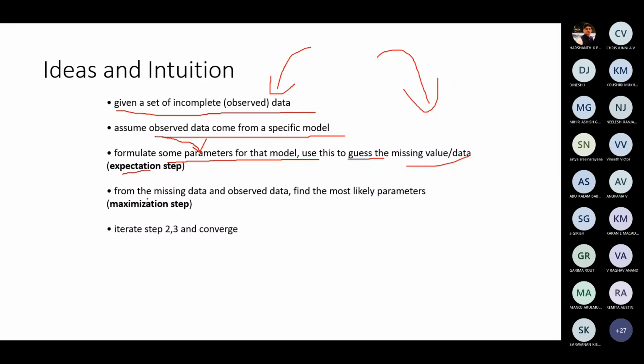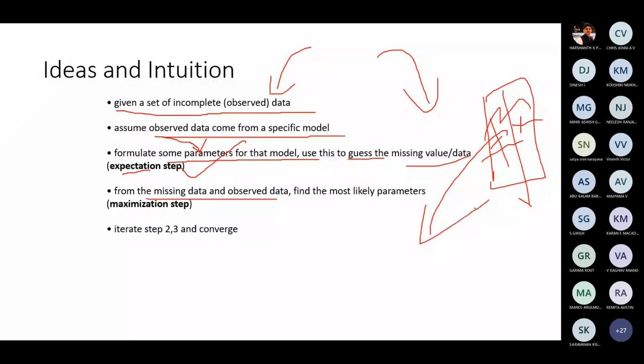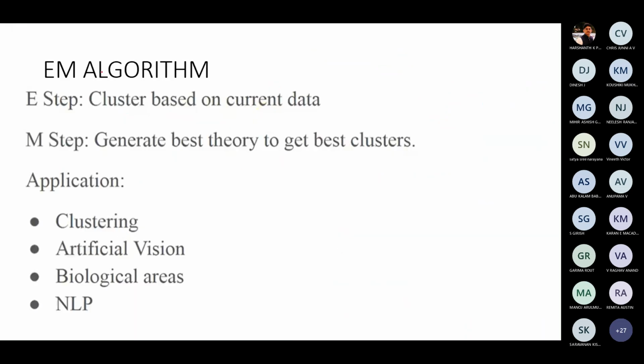Now you already have some observed data, and you have the missing data which you have filled up with this expectation step. We combine them together to find the parameters of the model. Iterate steps 2 and 3 until you get the right value of the missing data, till it converges. The E step clusters based on the current data, that is the observed data. The M step generates the best theory to get the clustered data.